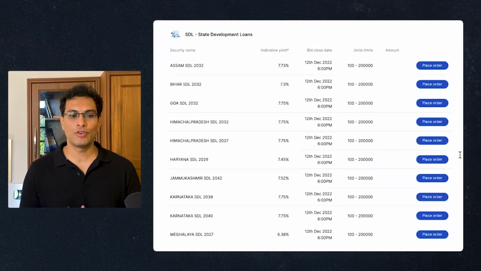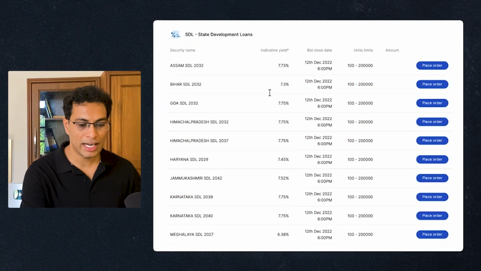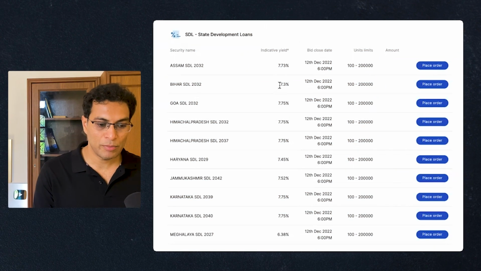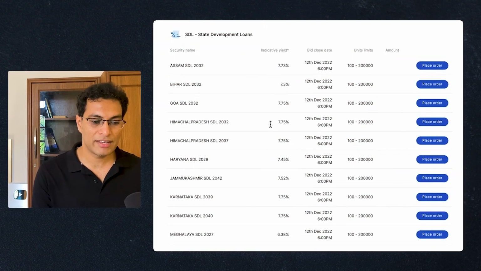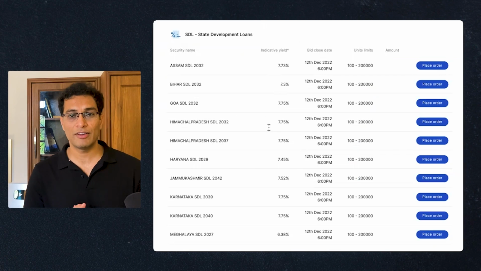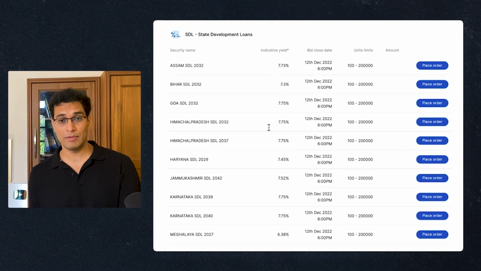Now below this option, you would also see this tab, and here the yield is even higher. For example, the Bihar government is giving me 7.3% yield. The Goa government is giving me 7.75% yield. Himachal Pradesh government is giving me 7.75%. So should I not give my money to these people? I'm getting almost 1% increased interest.